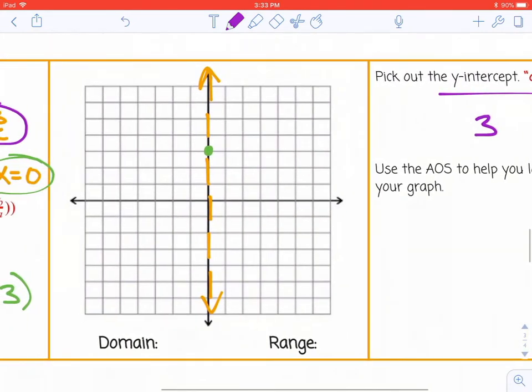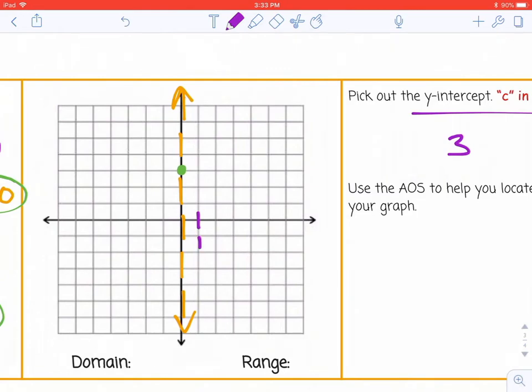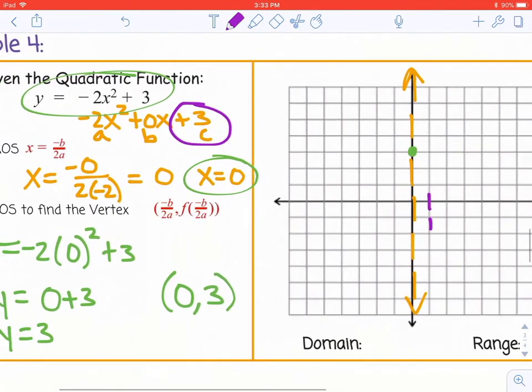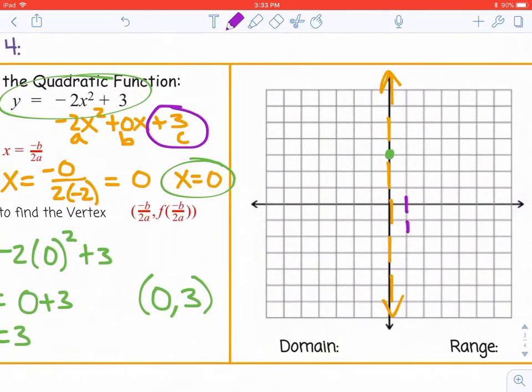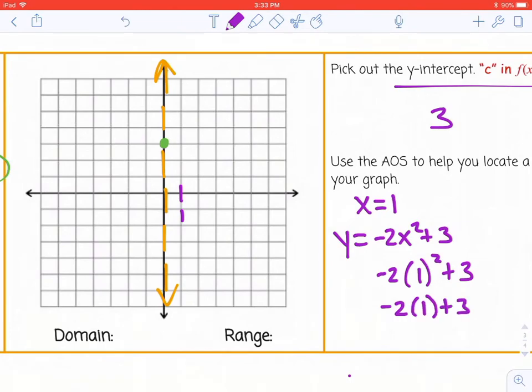So let's pick out a value for x that would be simple to plug in, like 1. If we have x equals 1, we just need another point on our graph. So let's plug that into the original function, which was y equals negative 2x squared plus 3. That would be negative 2 times 1 squared plus 3, which is negative 2 times 1 plus 3, which is negative 2 plus 3. So it all simplifies to just equal 1.